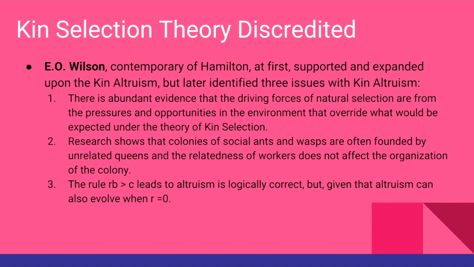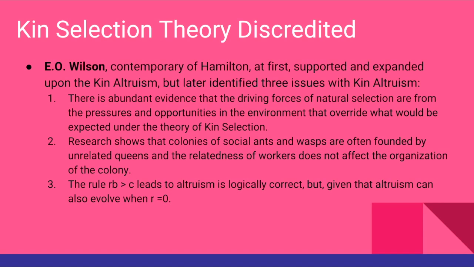To discredit the kin selection theory, E.O. Wilson, a contemporary of Hamilton, expanded upon the theory and then later identified 3 issues with kin altruism. The first is that there is abundant evidence that the driving forces of natural selection are from the pressures and opportunities in the environment that override what would be expected under the theory of kin selection.